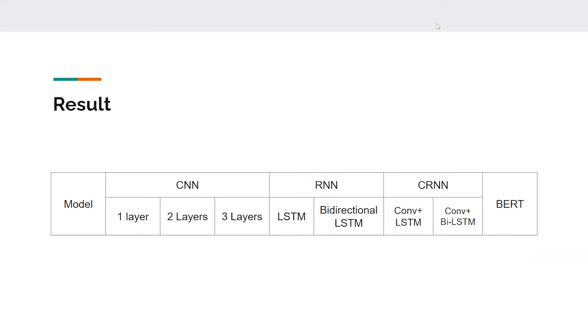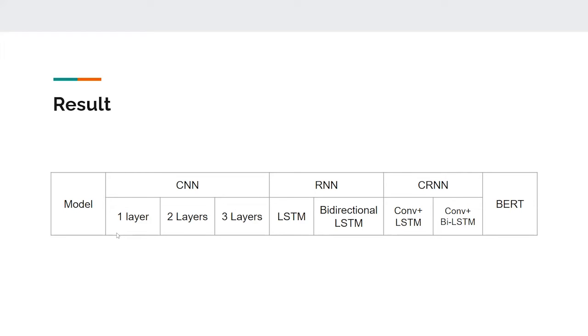So in the result analysis part, I will briefly go through the architecture of each model that we have. Briefly speaking, we have CNN, RNN, CRNN, and BERT models. Each of them is tuned with hyperparameter tuning and architecture modifications to bring out the best model of each category. Moving on to CNN first, we have three different depths of CNN: one with one layer, another with 2 layers, and the other with 3 layers.